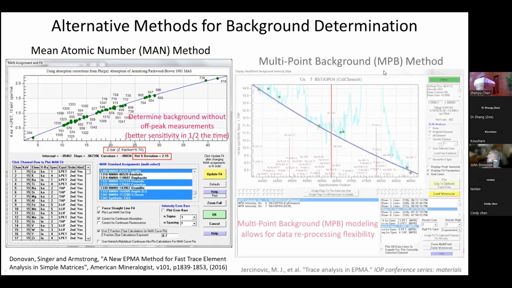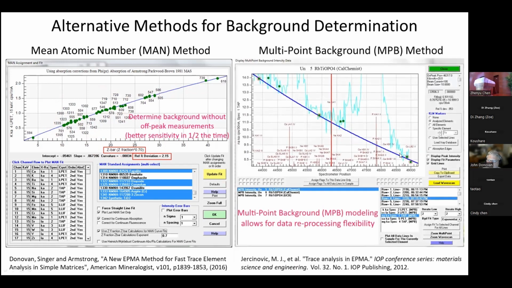You can also use the MPB method, where we actually iterate and find the lowest backgrounds for a given set of measurements. The backgrounds that are circled in red are the ones actually utilized for the fit, and the ones here are not utilized for the fit. And the program can do this automatically, which is pretty impressive.